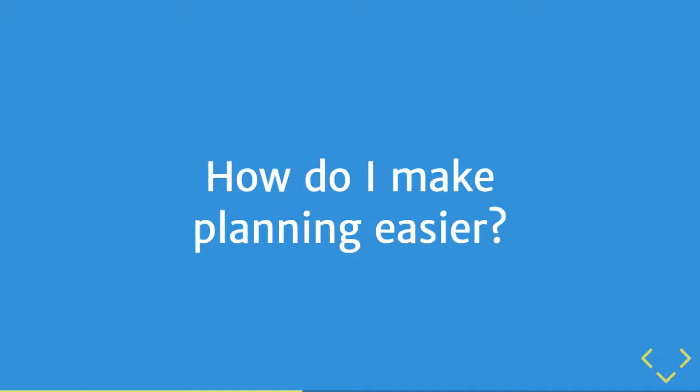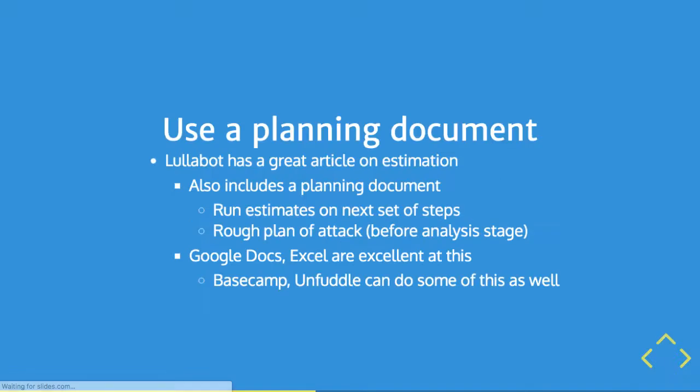So let's go through the steps. How do I make planning easier? Because it all starts from step one. What you want to do is have some sort of a planning document. There's a really good article written by Lullabot on how they estimate their projects. It goes through breaking down what the site needs and then having different people within the team give estimates on what needs to be done, along with how long they think something will take. It's a very rough idea.